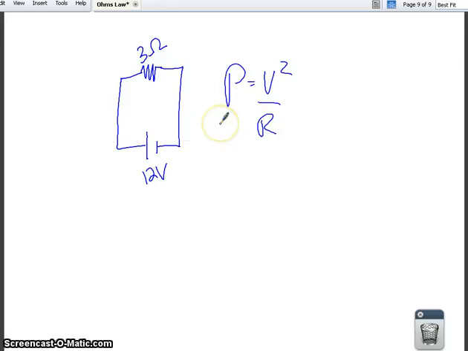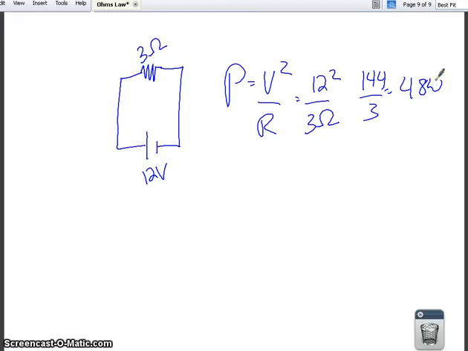So V being 12 squared over R, which is 3. And so this is going to be 144 divided by 3. So 144 divided by 3 is 48. So this would be 48 watts. There'd be 48 watts of power used in this circuit.